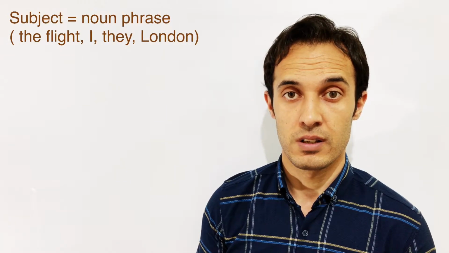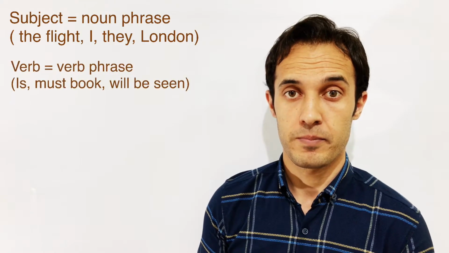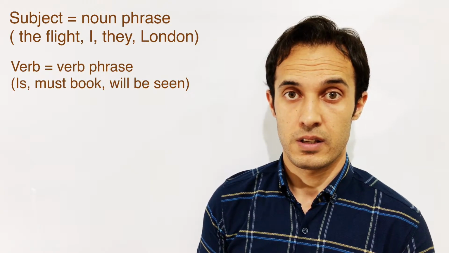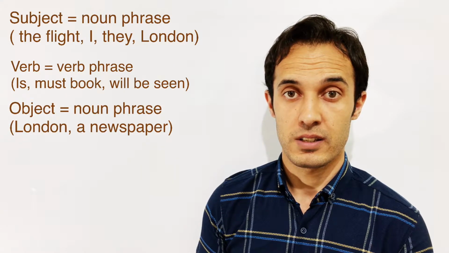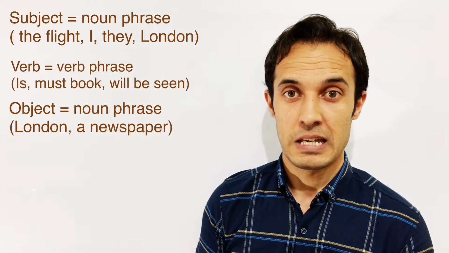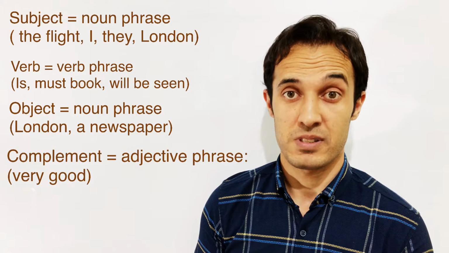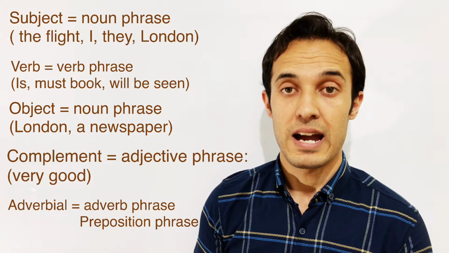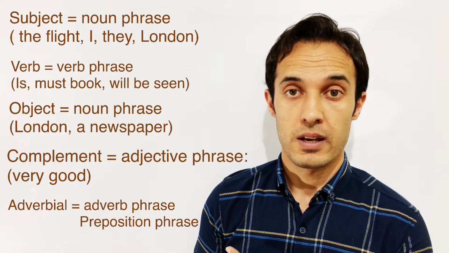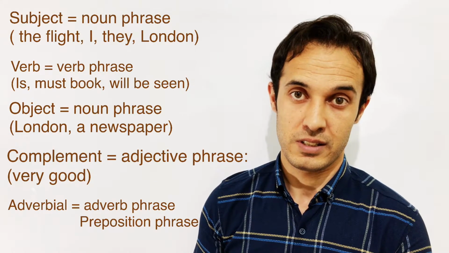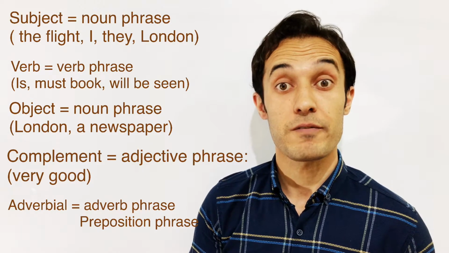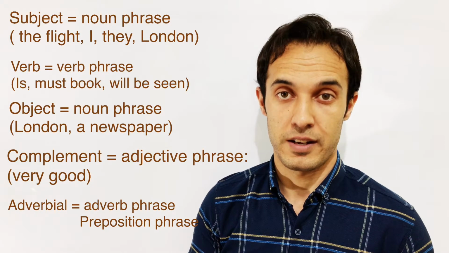These are the elements of an English sentence and the kind of phrases that we can use for each element. Subject, noun phrase. Verb, verb phrase. Object, noun phrase. Complement, adjective phrase, or sometimes noun phrase. Adverbials, adverb phrase and preposition phrase. And remember, sometimes even a noun phrase can be an adverbial.